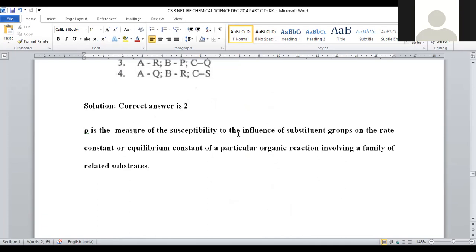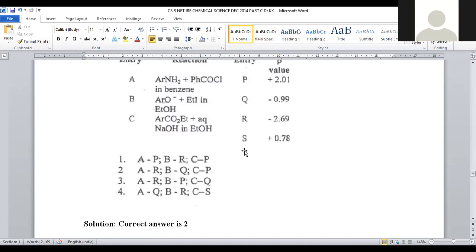Rho is the measure of susceptibility to the influence of substituent groups. So what kind of groups are present, and because of that, what will be the rate of reaction? That kind of equilibrium constant or rate constant can be directly predicted by the parameter called rho. The value is the measure of the substituents' influence on the rate of the reaction. That interrelation is provided by the parameter called rho. So when we are taking this, we can say this is a benzoylation of the aniline. So because of this benzoylation, what will be the rate of the reaction? That is called its rho value.